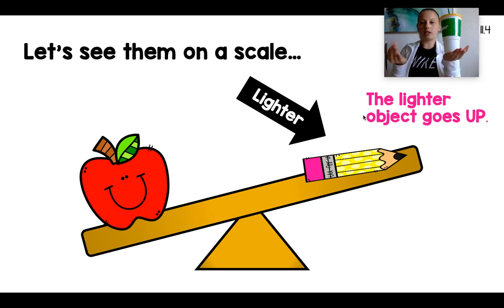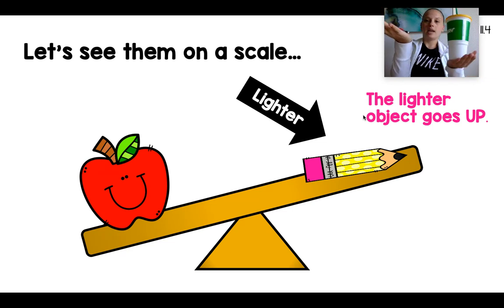Same thing when I'm holding two objects in my hands. The cup is heavier, so it's down here. But this is so easy to hold because it's a light pencil. The pencil is lighter than the cup, and the cup or the drink is heavier than the pencil. This one's heavy, but this one's light.